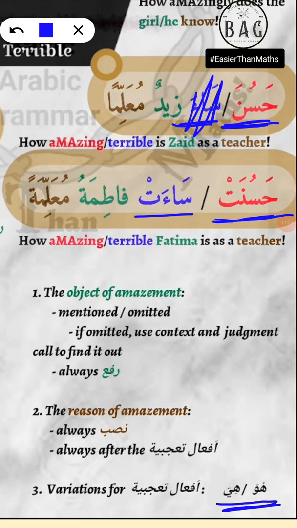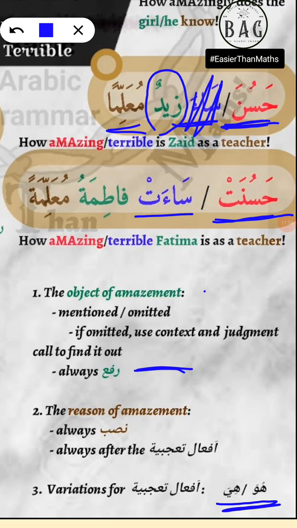We see that the object of amazement is Zaid, and it is Rafa. The object of amazement is always Rafa, and the reason of amazement is in nasab form. So Zaid is great at being a teacher. So what do you have to remember?